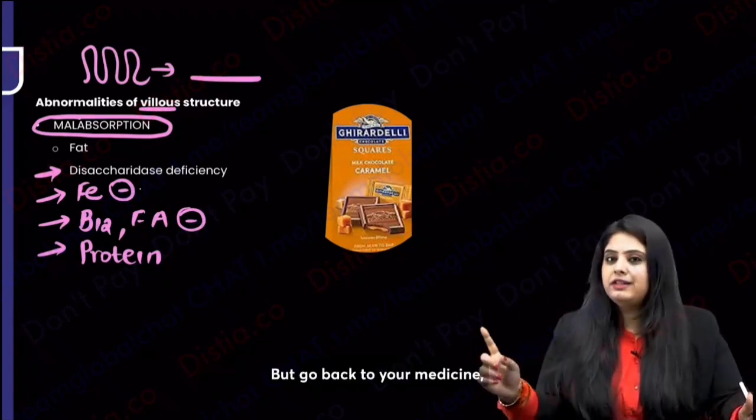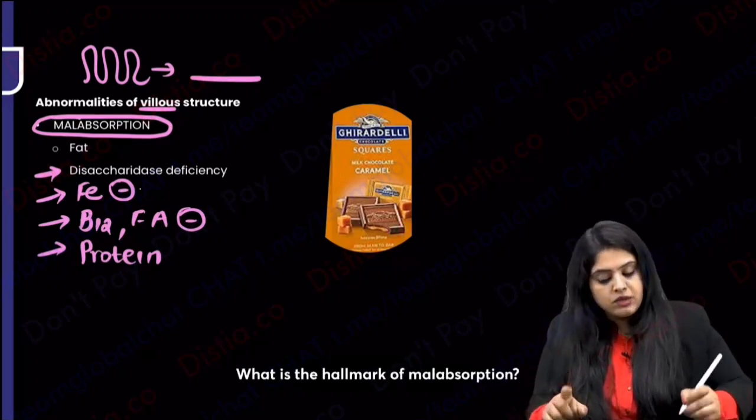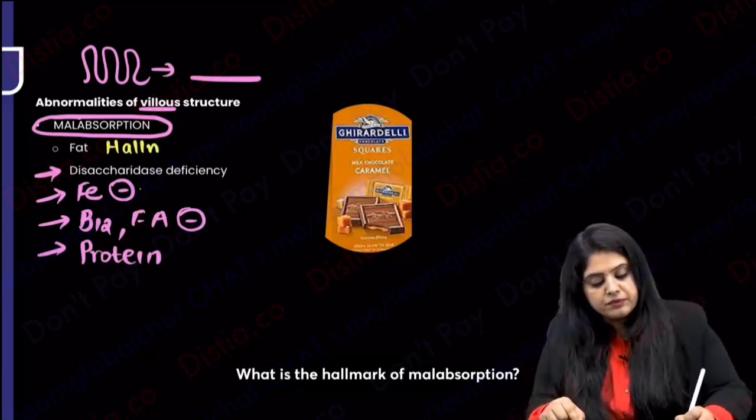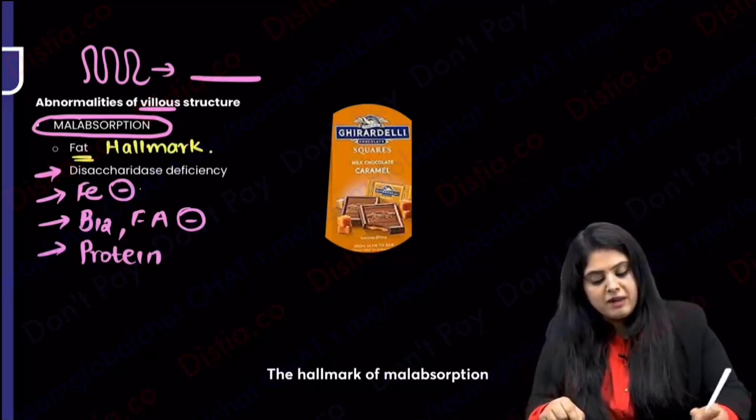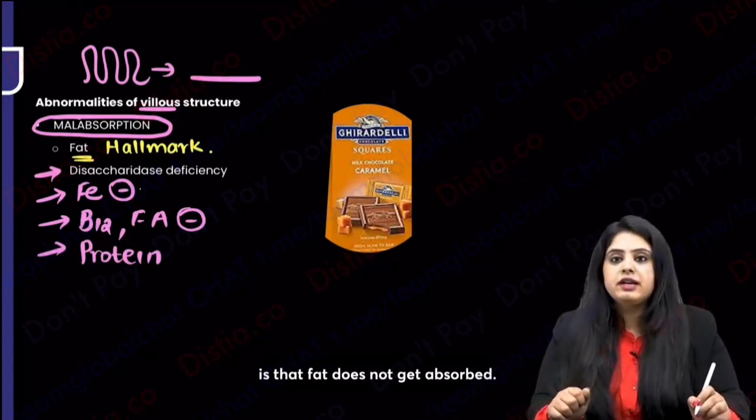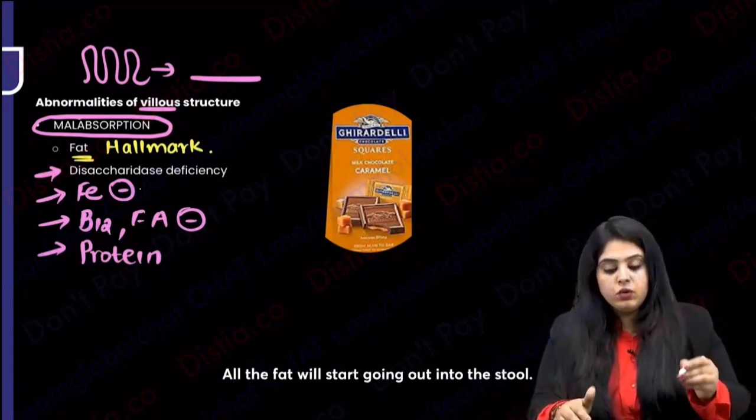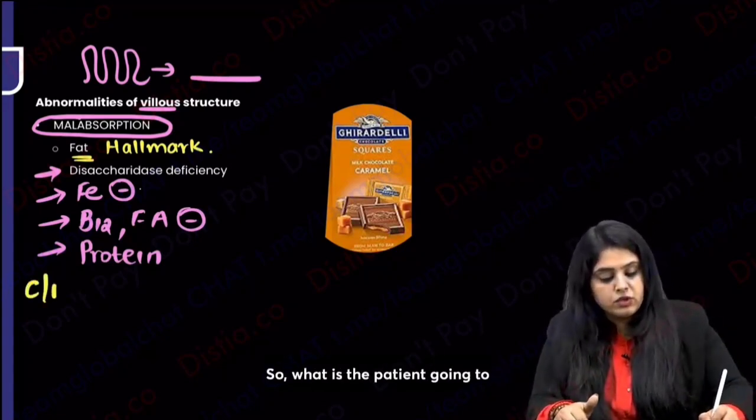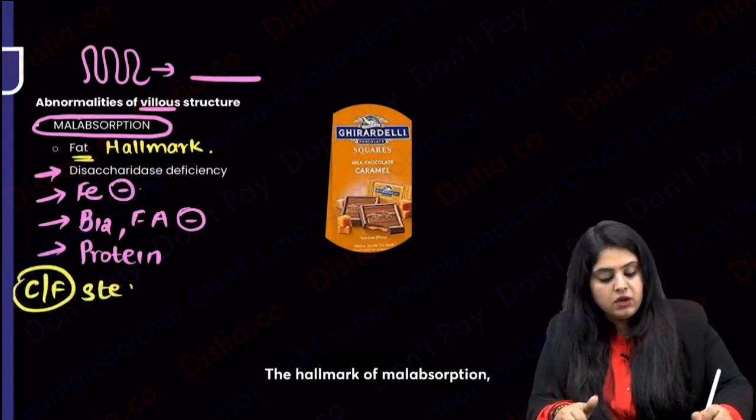But go back to your medicine, go back to your pathology. What is the hallmark of malabsorption? The hallmark of malabsorption is that fat does not get absorbed. All the fat will start going out into the stool. So what is the patient going to clinically present with? The hallmark of malabsorption, that is steatorrhea.